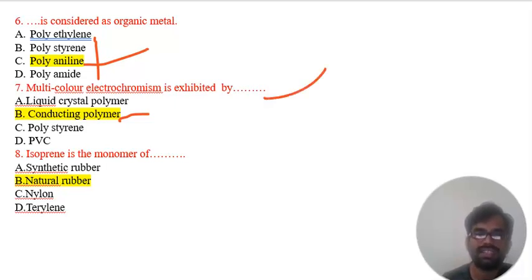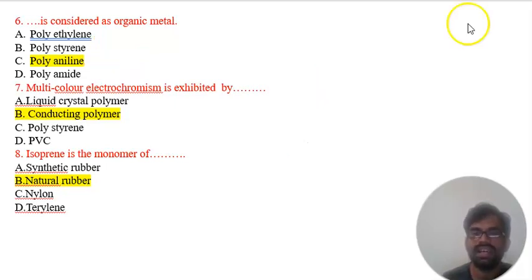Okay, next you can see the eighth one, isoprene is the monomer of dash. The options are synthetic rubber, natural rubber, nylon and styrene. So natural rubber is the right answer, as isoprene is its monomer. So B is the right answer.